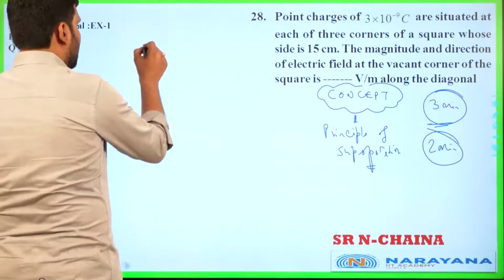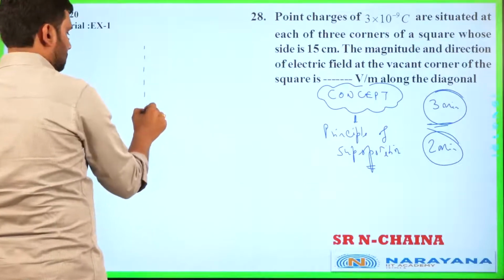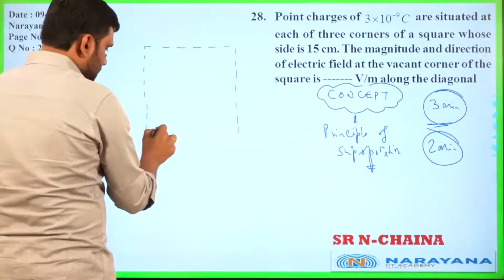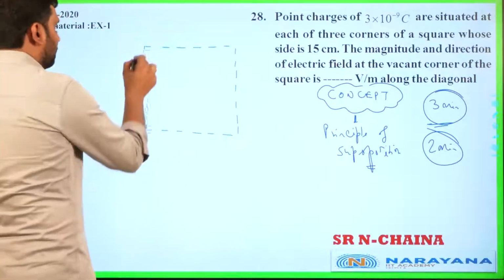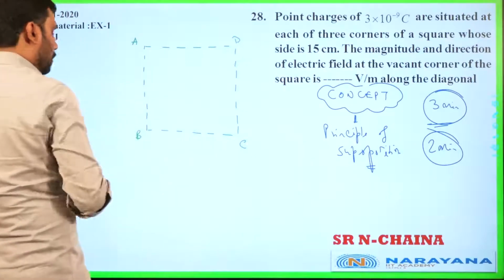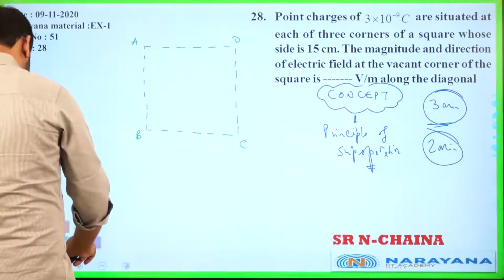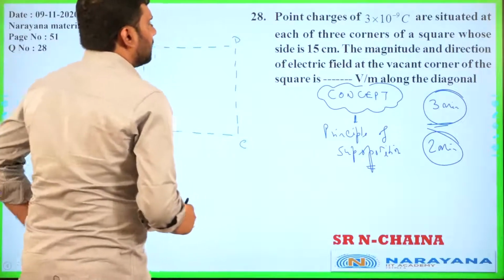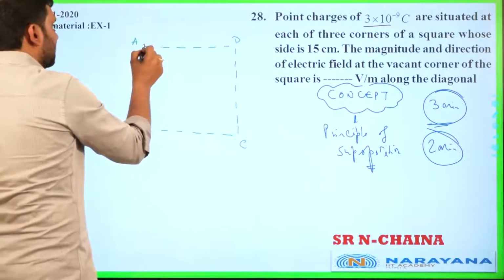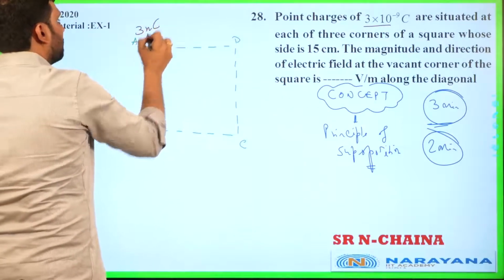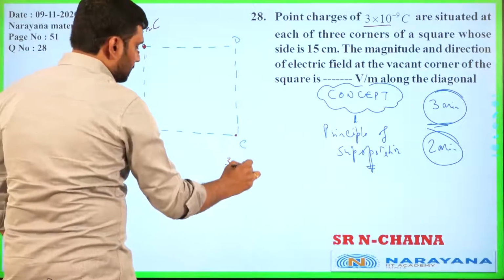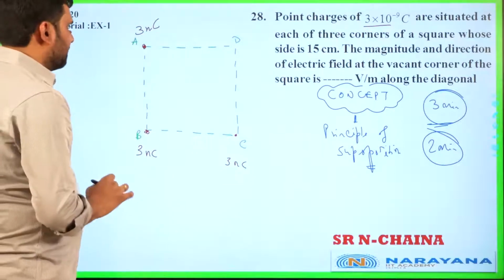So here, suppose I have the square, A, B, C, D. In all corners, charges are there. So let us say, how much charge is there? 3 into 10 to the power minus 9. Okay, fine. So here is 3 nanocoulomb. Here also 3 nanocoulomb. Here also 3 nanocoulomb. So see, it's very easy to calculate.